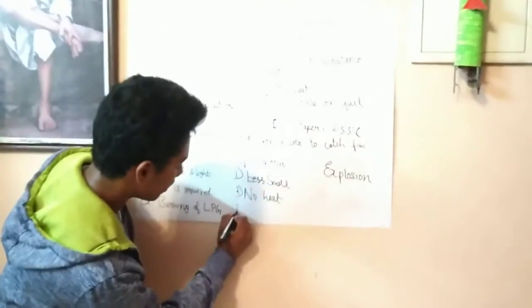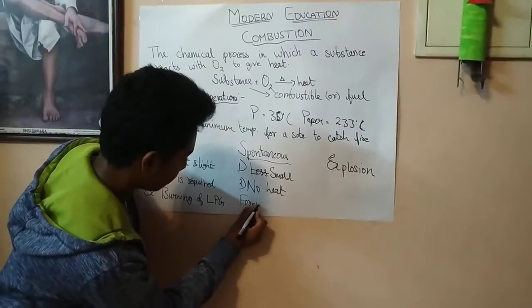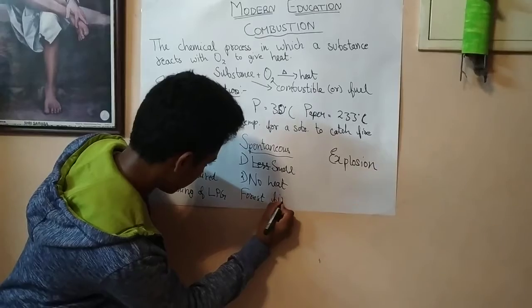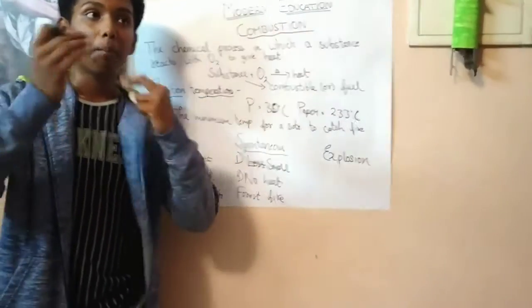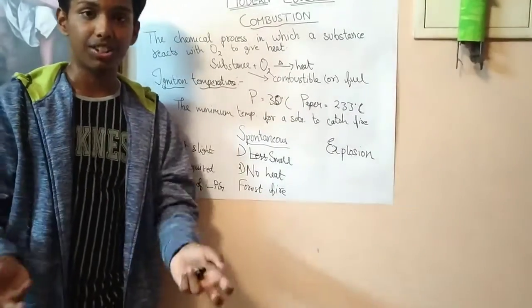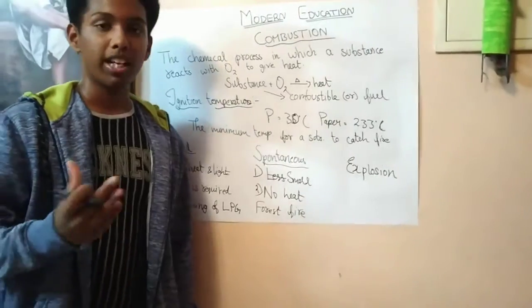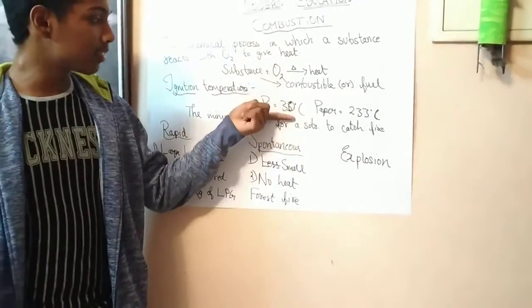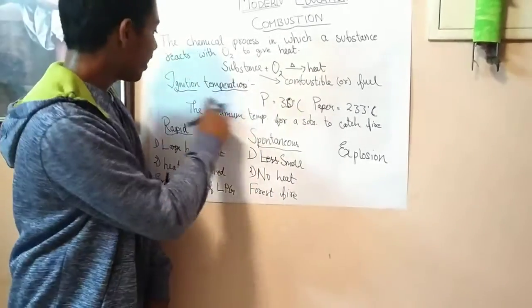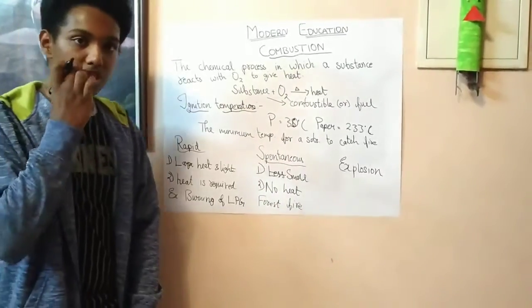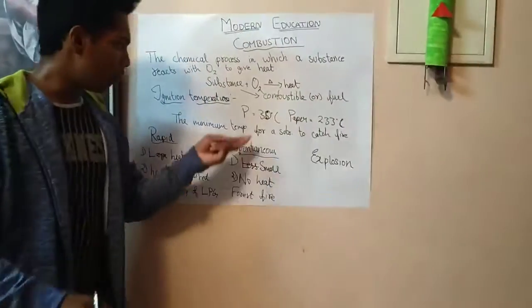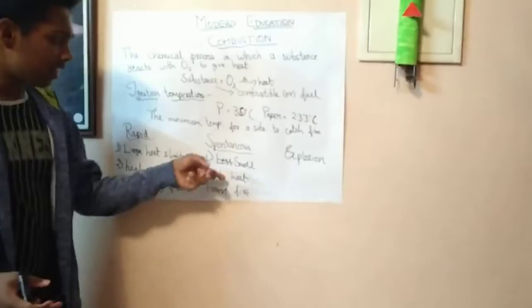For example, let's take a forest fire. In a forest fire, we don't initiate heat. It automatically catches fire from the temperature of the surroundings. This is called spontaneous combustion. Another example is the burning of phosphorus. Phosphorus has a very low ignition temperature, so with the temperature of the surroundings, in a few cases, it can automatically burn under spontaneous combustion.